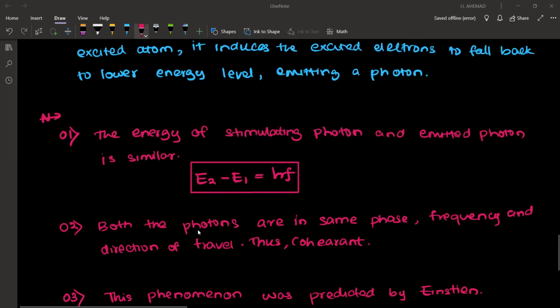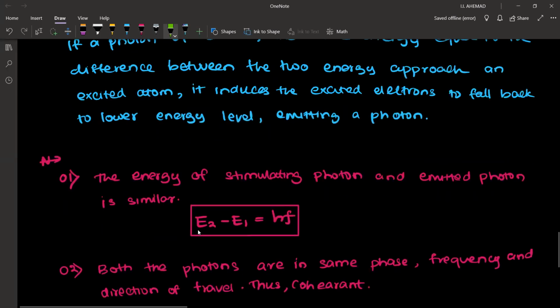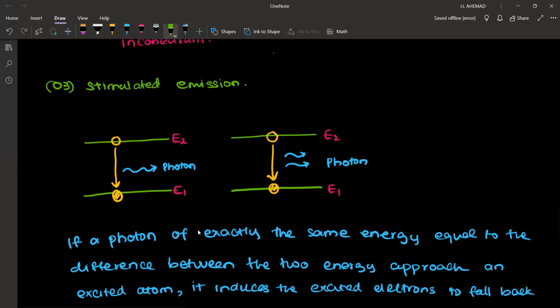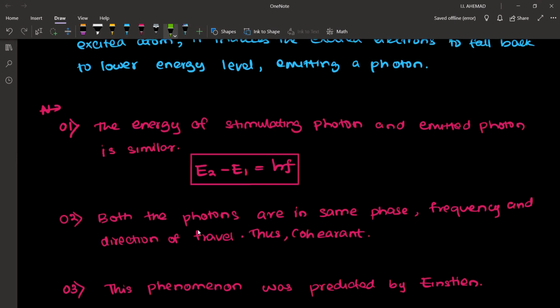So here, in this note number 1, we know the energy of the stimulating photon and the emitted photon has to be similar. So the energy of this photon and the energy of this stimulated photon and emitted photon, both of them are equal. We know the energy of a photon can be given by hf, and it is also equal to E1 minus E2. So that is how we got this first equation.